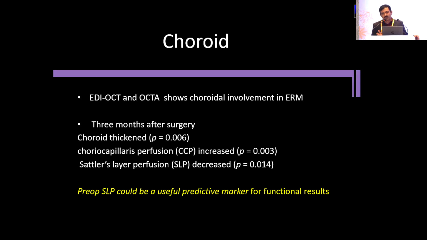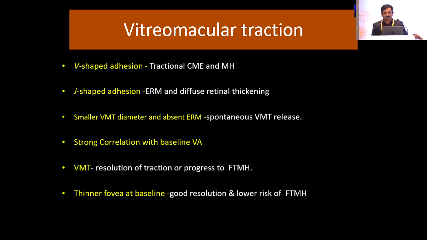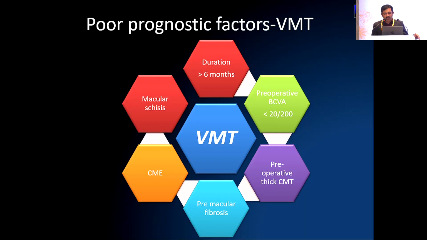The choroid is not of much relevance in ERM, but studies have shown that pre-op perfusion may be a prognostic factor. So we have some good prognostic factors and some poor prognostic factors. You're looking at the photoreceptors, the ganglion cell layer thickness, the cone line, the external retinal layers, and the lens status, many things. Now for VMT, basically you should look at a couple of things: the type of adhesions, the visual acuity, and the thickness of the fovea at baseline.